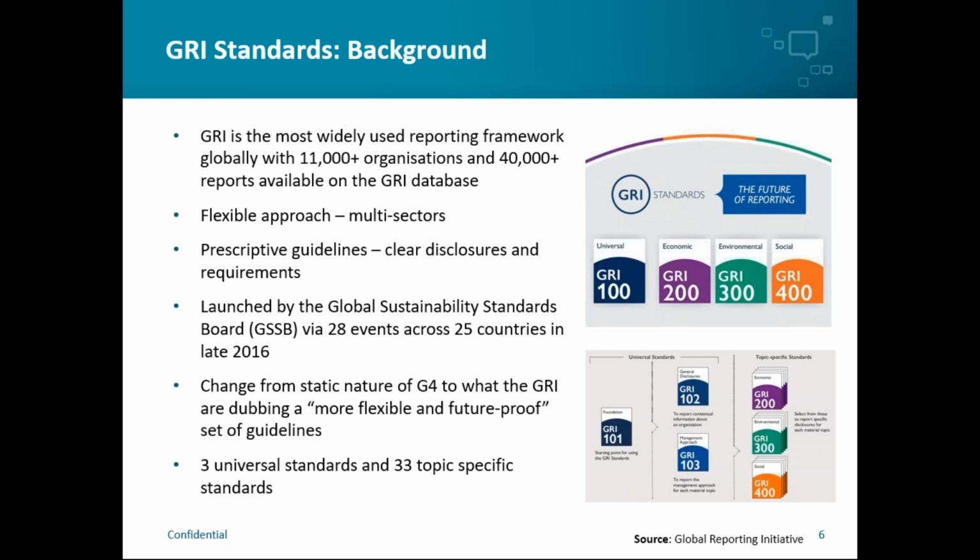And I briefly mentioned this, but the main change is the migration from one large document, which was G4, so one overall guideline document, into a more modular set of standards, which the GRI are referring to as a more flexible and future-proof set of guidelines. So within this, there are 3 universal standards, which is GRI Foundation, GRI 102, which is where the more general disclosures are, and GRI 103, which covers the management approach that organizations can take in relation to each material area.